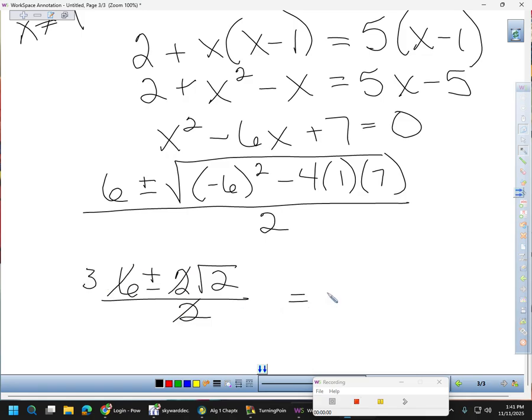So my final answers. This is equal to the square root of 8. 8 breaks down into 2 and 4. 4 is 2 and 2. So I took a group of 2's out. That's why it's out here, with 1 left at home. So I have 3 plus and minus root 2.